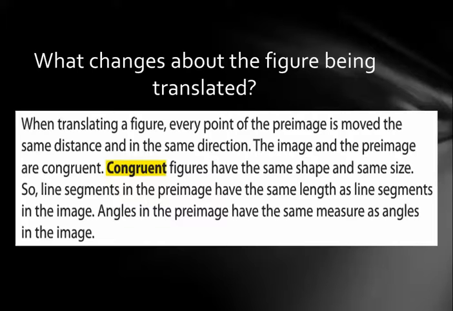All right, so what changes about the figure being translated in general? The only thing that changes in a figure is its position, from its starting position to its ending position. So the two figures are congruent, which means they are the same shape, they are the same size. They're just in different positions.